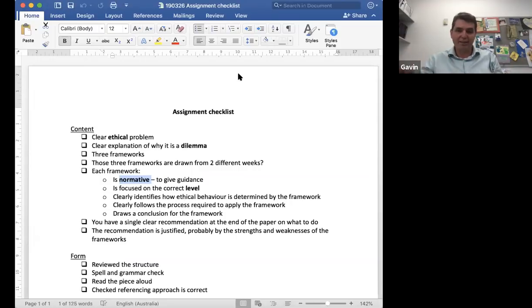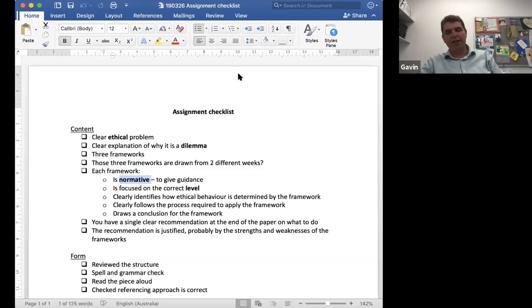So explaining why it's a dilemma: why is it hard to decide? Because if all your frameworks say the ethical thing to do is X, then you don't really have a dilemma. It's easy, right? You just do X if you want to be ethical. The whole idea here is that frameworks are much better at helping us think through when we have a problem where we're not sure what the ethical thing to do actually is. So that's what that CRA is getting to.